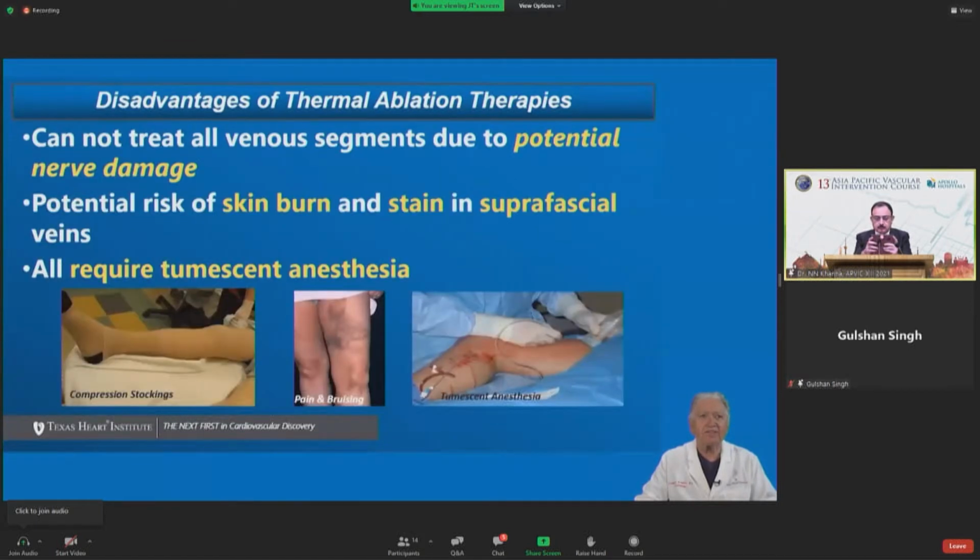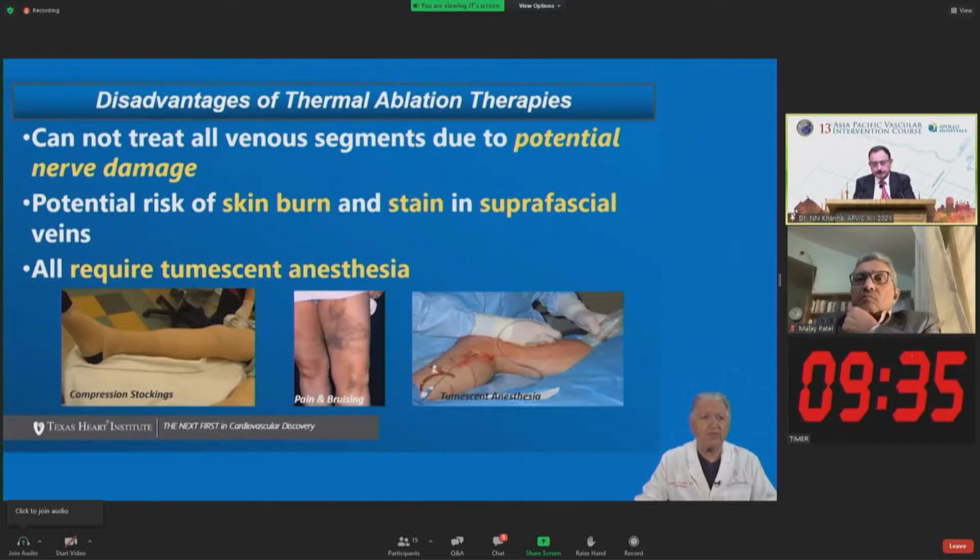Here we have a list of the disadvantages of thermal ablation therapies that have been very popular for the last several decades. One of the most important ones is that thermal ablation therapies cannot treat all venous segments due to potential nerve damage, which is particularly of concern below the knee. There is also potential risk of skin burn and stain in superficial suprafascial veins.